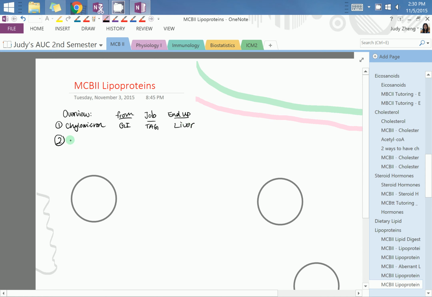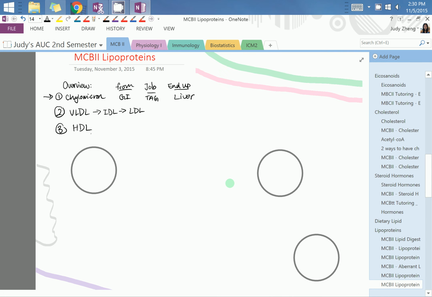In the second one, we're going to go through the whole pathways with the VLDLs and then IDLs, and then eventually LDLs. In the third video, we're going to talk about the role of HDLs. So basically these are the three types of lipoprotein, and they have a very distinct function. So it makes sense to separate them and look at them in terms of chylomicrons, VLDL, and HDL. So the first one, chylomicron.